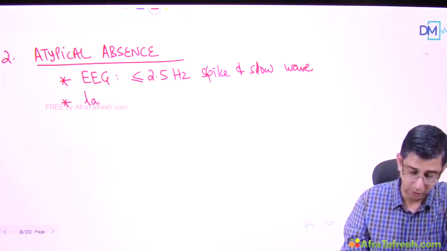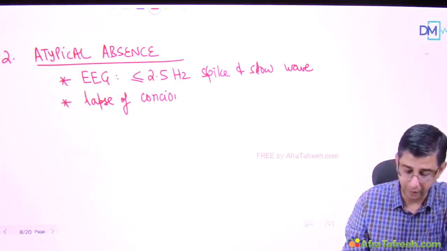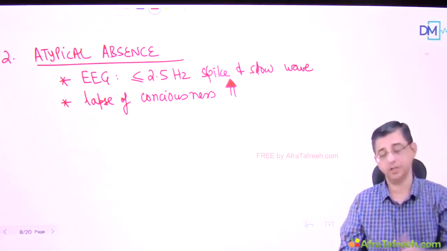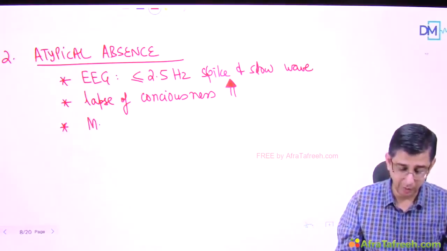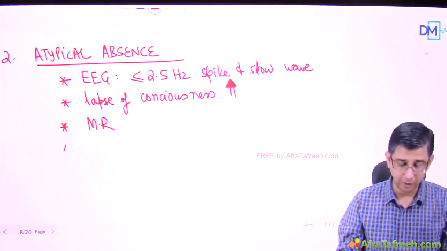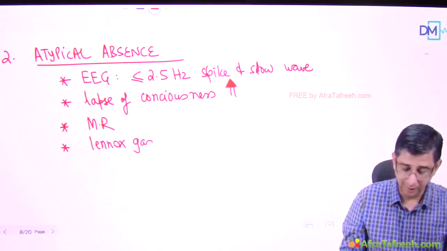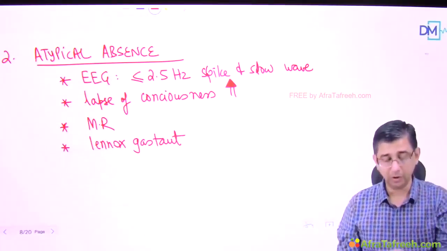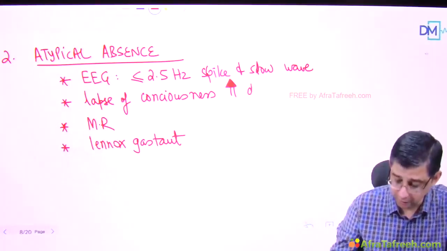In this case, usually the lapse of concentration or lapse of consciousness in a patient would be of relatively longer duration. Like in absence seizure, it might be only for 1 to 2 seconds, here it might be for 10 to 15 seconds. So most of the time you will notice that this is going to be relatively more severe and is associated with mental retardation. It could be associated with syndromes also, like Lennox-Gastaut syndrome, which I will teach you as we progress in the discussion, that is usually associated with atypical absence. So 4 points to be remembered, with the most important being the first one: less than 2.5 Hertz spike and slow wave pattern. Lapse of consciousness is longer in duration.